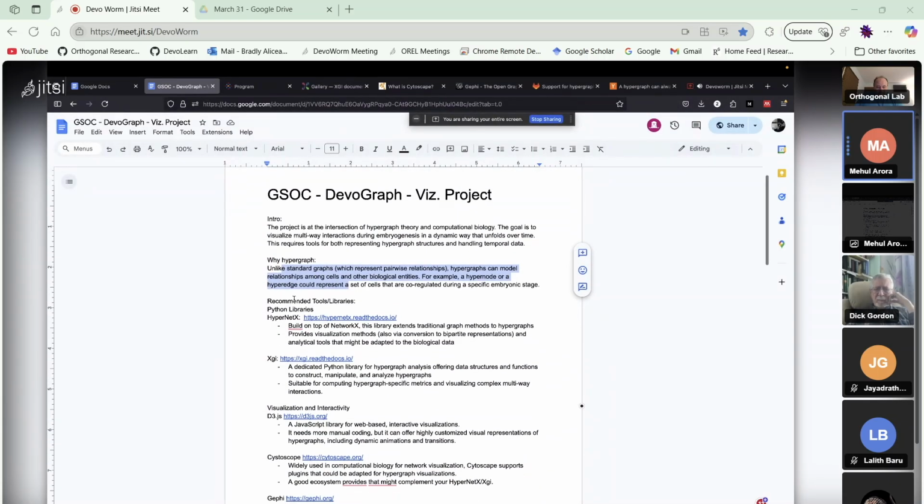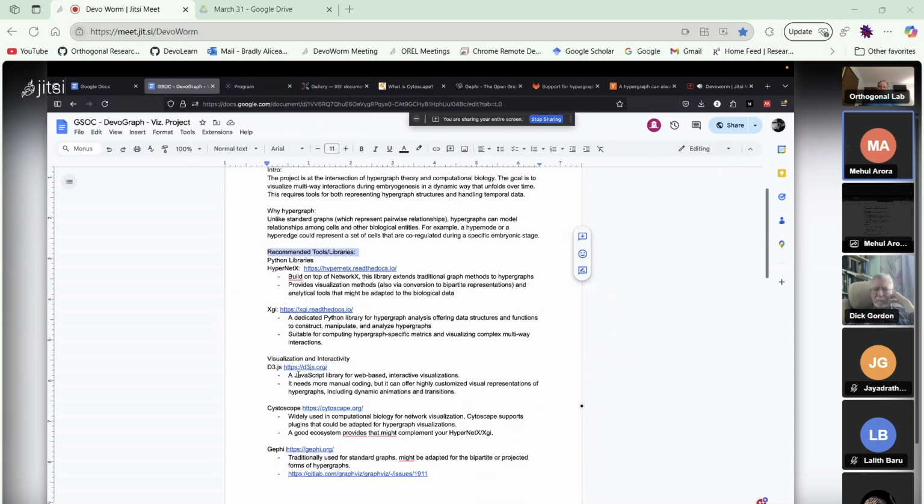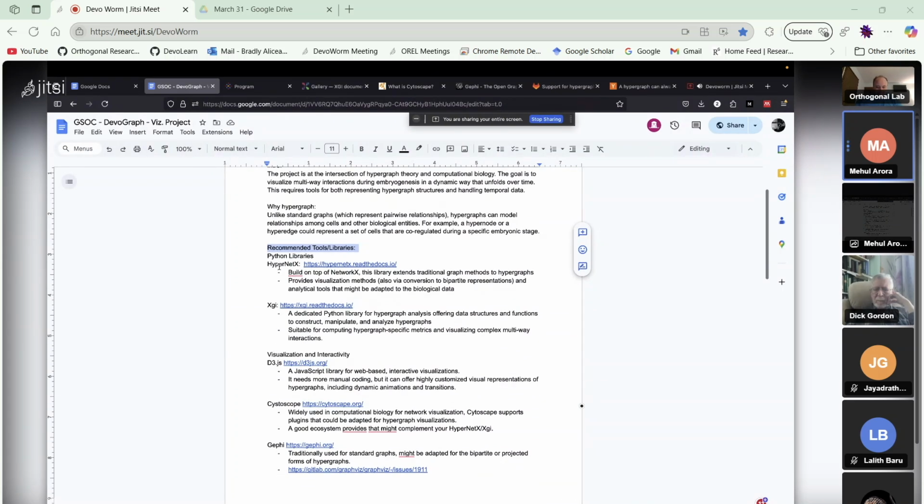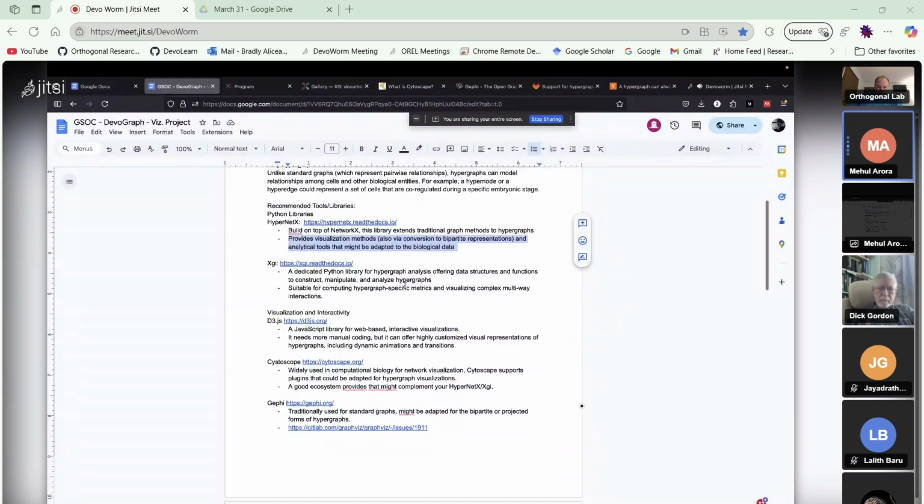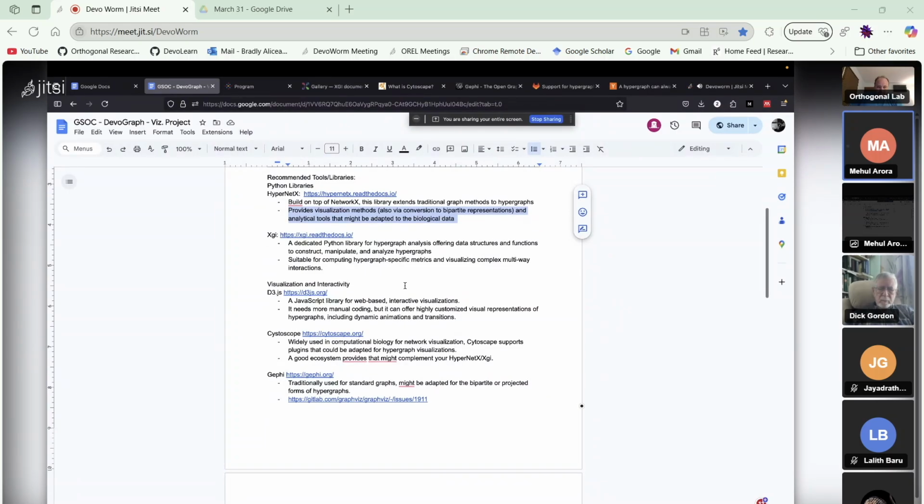Skipping these parts, there are some interesting tools and libraries which we have already used before and some new ones. So HyperNetX, this is the one which I used last summer extensively. It's built on top of NetworkX, and this library extends traditional graph methods for hypergraphs. It provides good visualization methods, including the dual hypergraph. What that basically means is that we first convert representations to bipartite, and then swap nodes with hyperedges and hyperedges with nodes, something like that. We discussed those points at the end of my project.